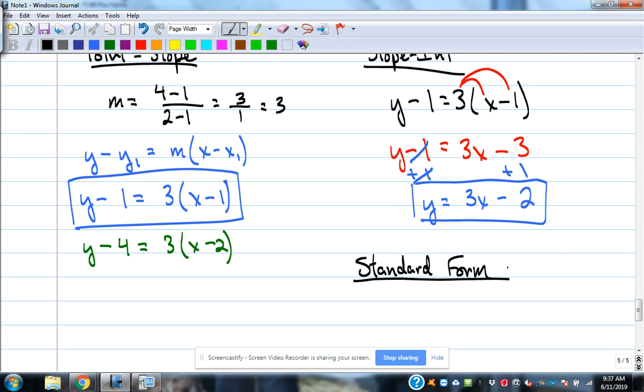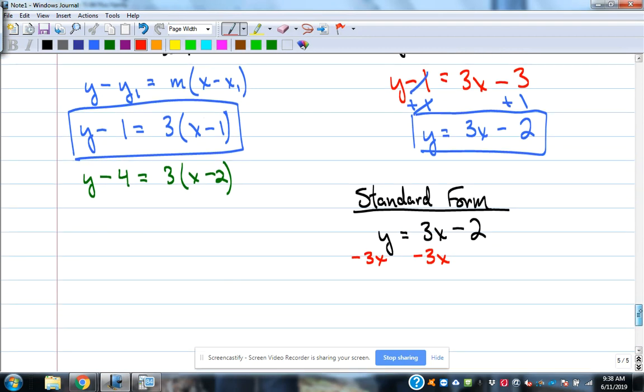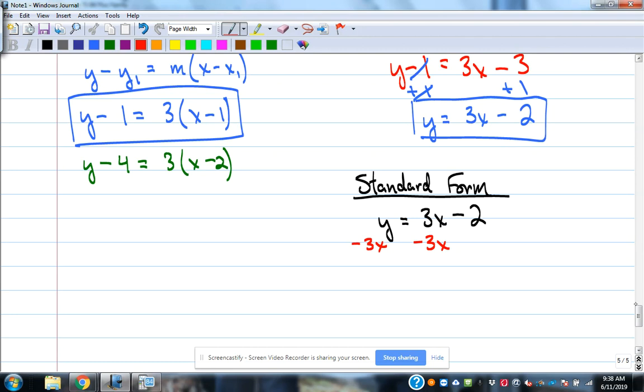Standard form. Standard form is taking slope-intercept form and getting x and y on the same side. So I've already got slope-intercept form. So I'm going to take y equals 3x minus 2, and I'm going to manipulate it to get in standard form. Well, that's pretty easy to do. All I've got to do is move this 3x to get the x and the y on the same side. So that's always going to be your first step for standard form: if you've got slope-intercept form, move the x. Okay, so I do that. I get -3x plus y equals -2.